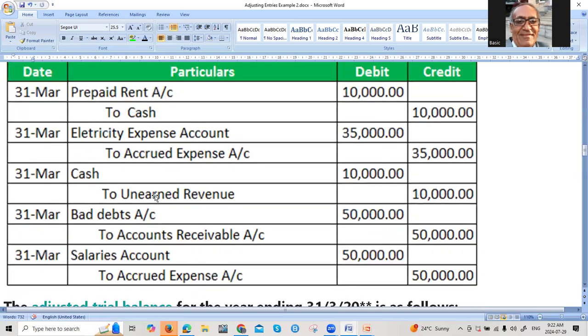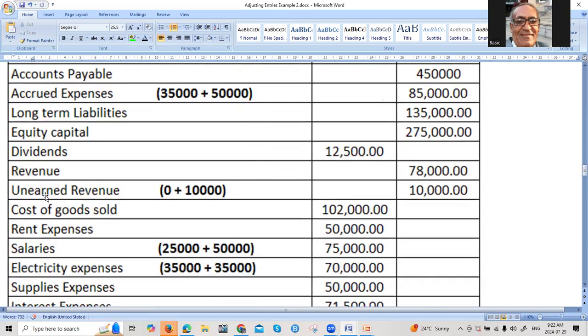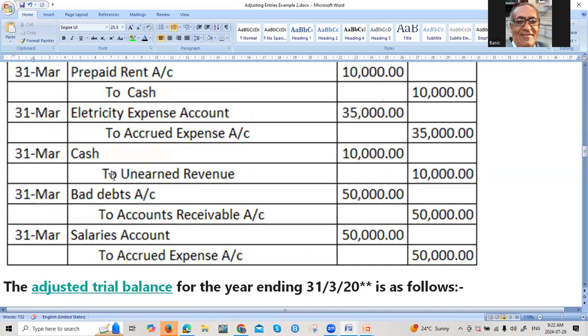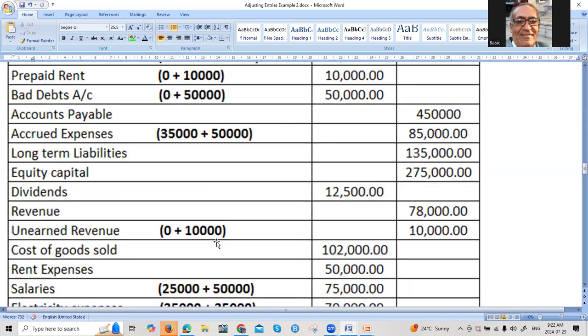From cash to unearned revenue, 10,000. Then I will add this 10,000 here for unearned revenue. Then all will be how much, guys? 10,000 plus 0, there will be 10,000. Take care, because unearned revenue is credit here. So 10,000 is credit, so I put it here in the credit side. Perfect, cool. This is the unearned revenue.